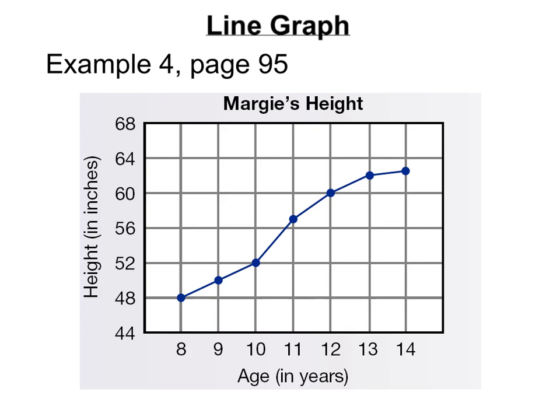Now try to find what year did Margie grow the least. Well, when I wanted to find how much she grew the most, I looked for the steepest line. So if I want to find out when she grew the least, I'm going to look for the least steep line, the one that's almost horizontal. And that would be right here. So it was when she was 13 years old, or between her 13th and 14th birthdays, that Margie grew the least.